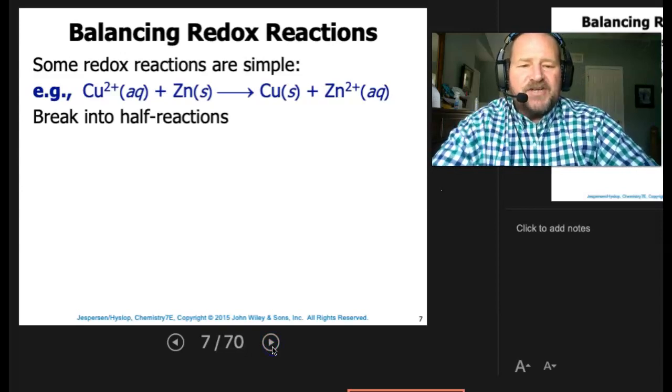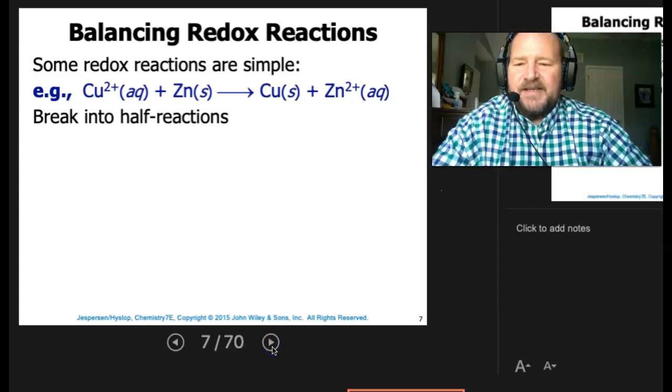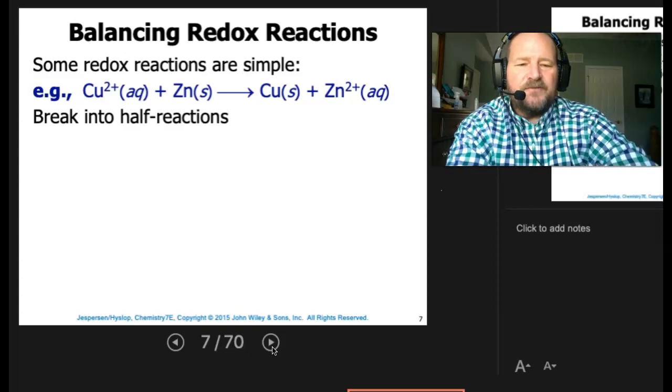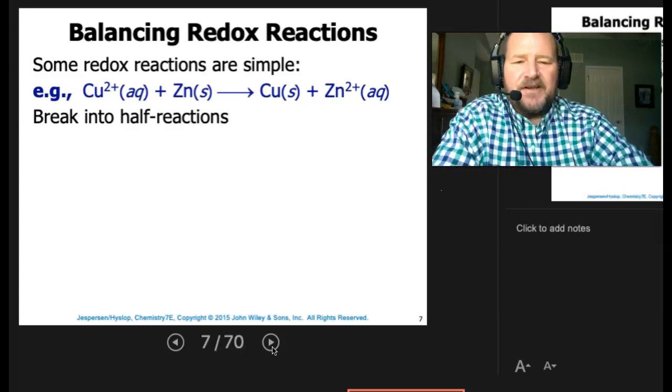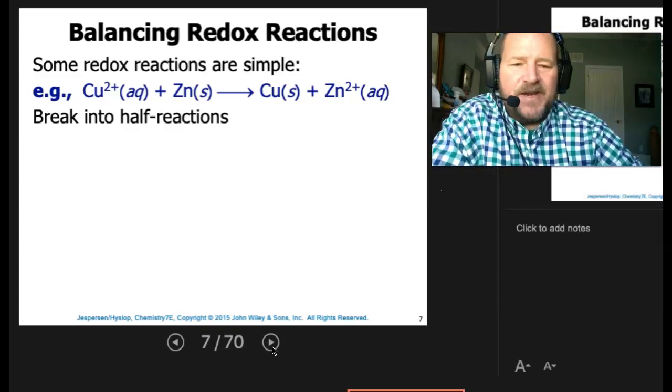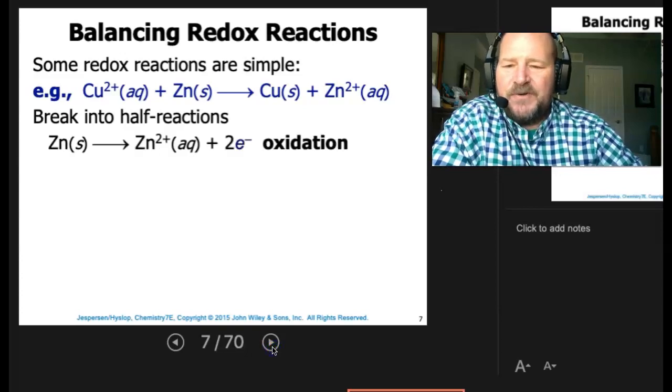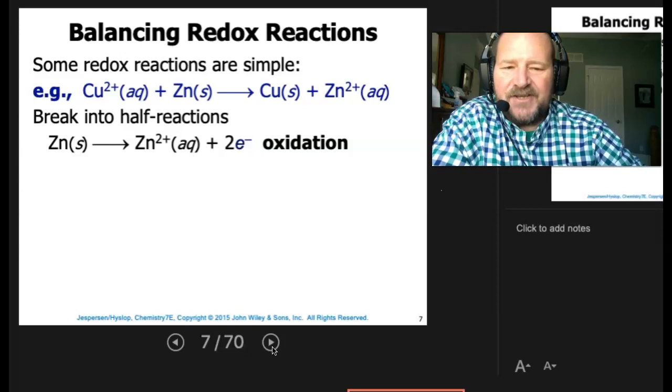We'll break this reaction into half reactions. Now we can see that it's a 2 electron transfer. So realistically, we could probably balance this fairly quickly without having to do anything else to it. But what we're going to do is look at the half reactions. So zinc solid is going to go to zinc 2+ plus 2 electrons. And of course we know that's oxidation.